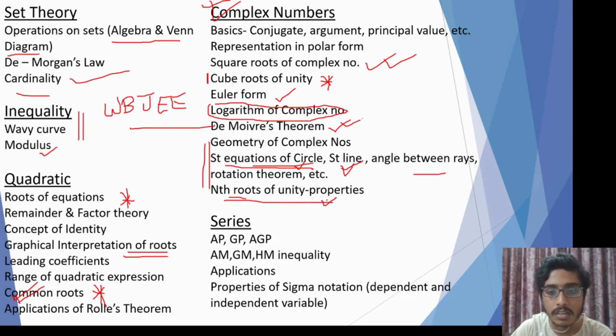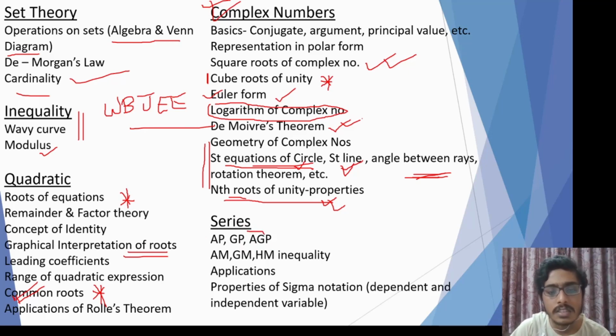Some of the properties you can go through, but the most important part in complex numbers is cube roots of unity, logarithm of complex number, Euler form, de Moivre's theorem, and the geometry part, that is the equations of the various figures, circle, straight line. They generally do not ask ellipse, hyperbola, but you can just have a look at them. But straight line and circle are most important, and how to find the angle between straight lines when the equations are given in complex form, right? Okay, so the next part of algebra is sequence and series.